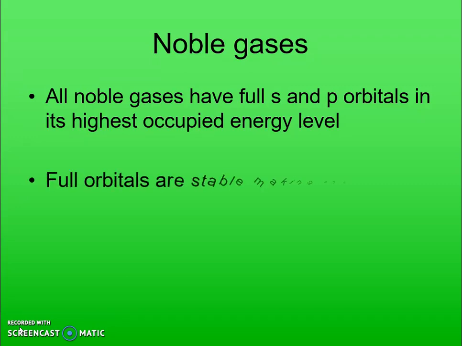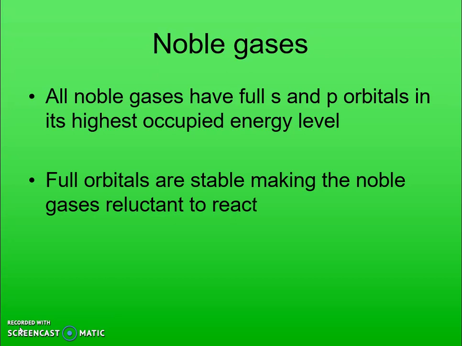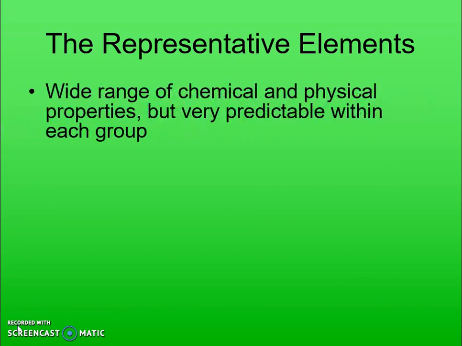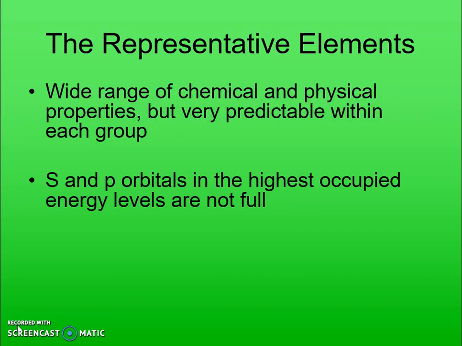Again, having that full s and p orbital is what makes them stable, making them very reluctant to give up their electrons in the outermost level. So looking at helium, all the way down through neon, argon, krypton, xenon, and radon, that s and p in their outermost energy level is completely filled. Opposite the noble gases are the representative elements. They are very reactive because they have a partially filled s and p sublevel in their highest energy level, so they really badly want to either give up or take on electrons to be like a noble gas.